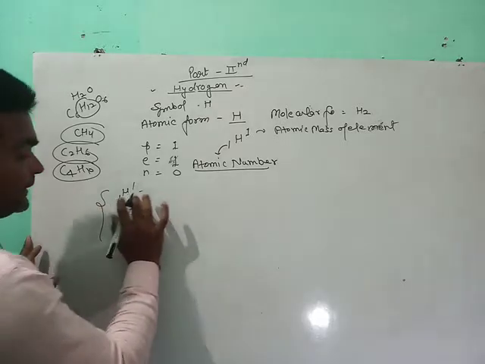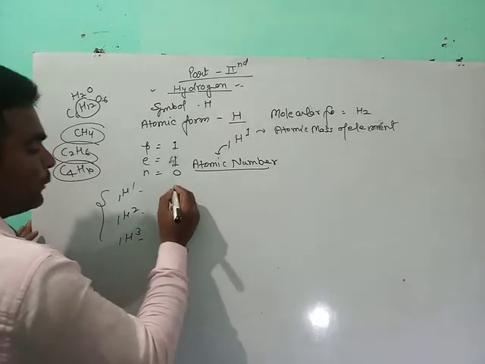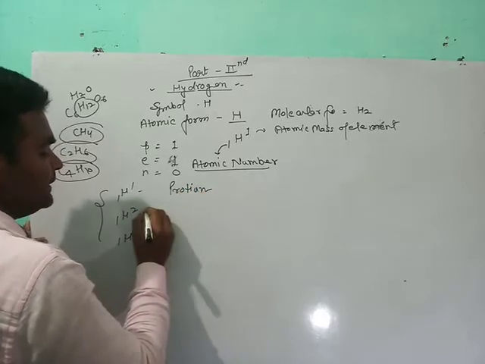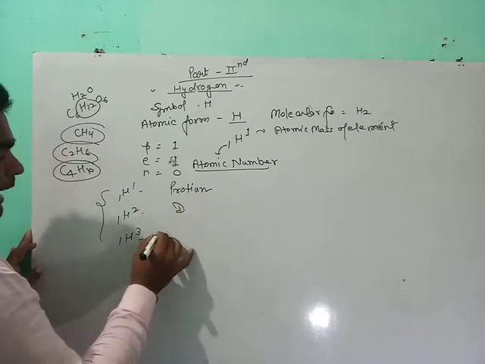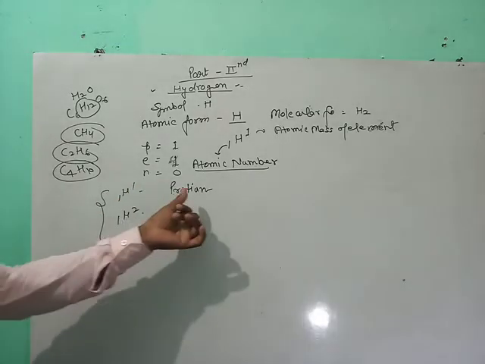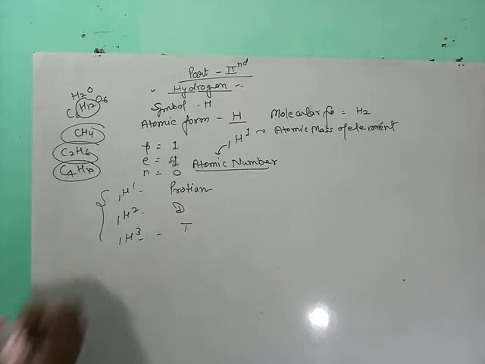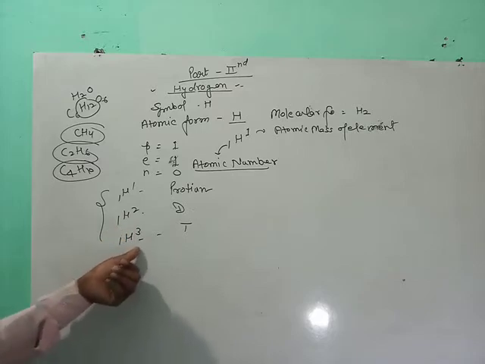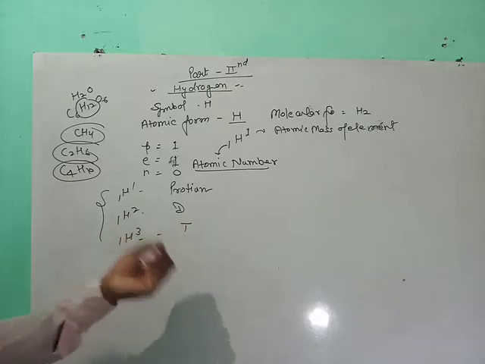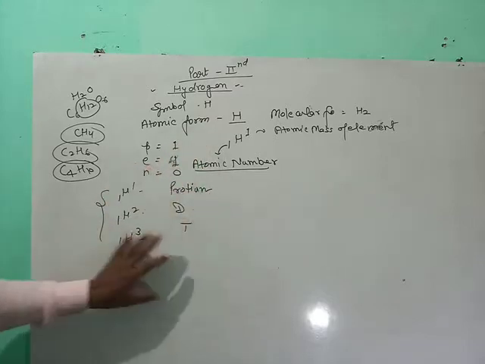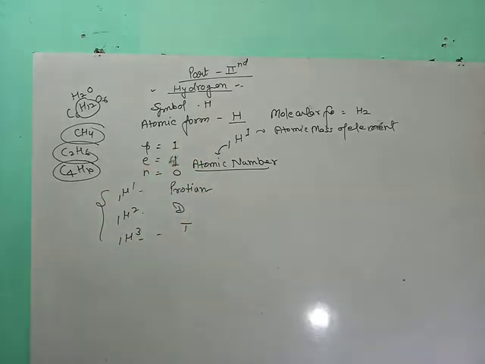And these are called protium, deuterium and tritium. Protium is simple hydrogen, also called light hydrogen. Deuterium is also called heavy hydrogen, and tritium is called radioactive hydrogen. Light hydrogen, heavy hydrogen and radioactive hydrogen.